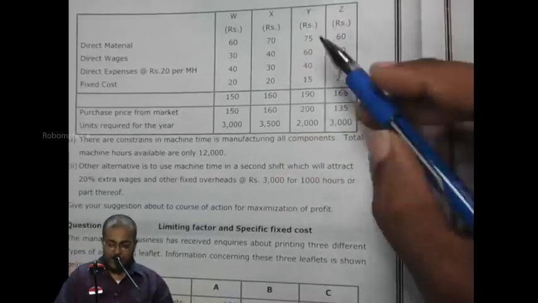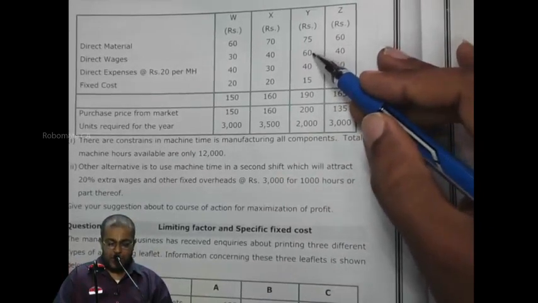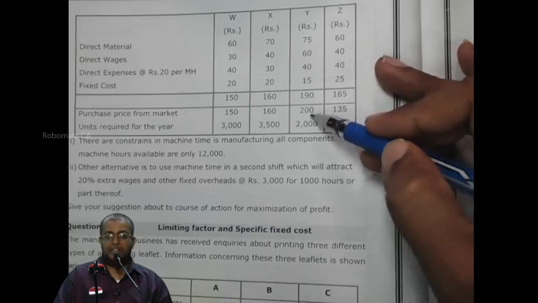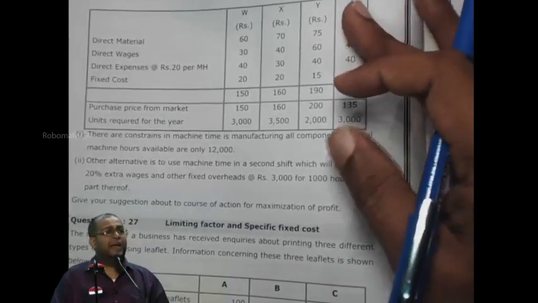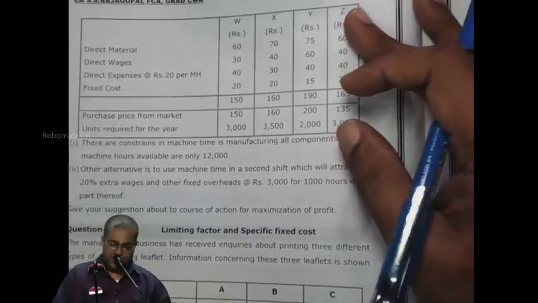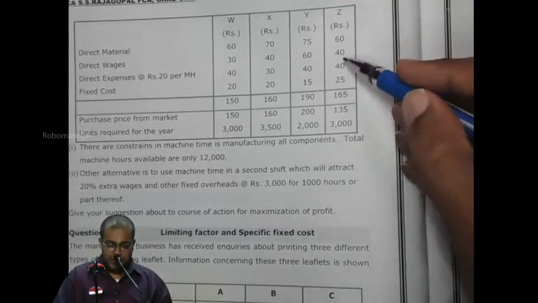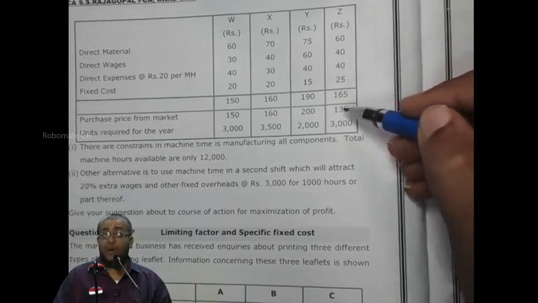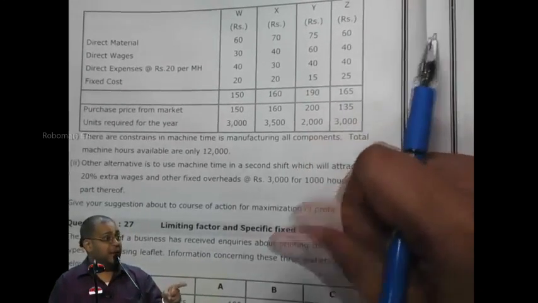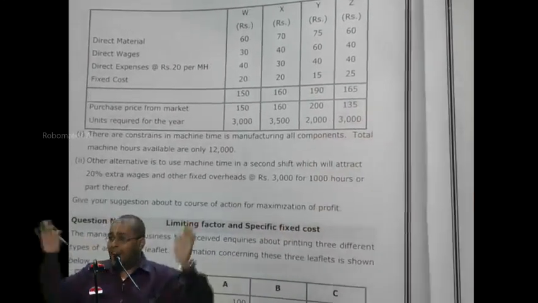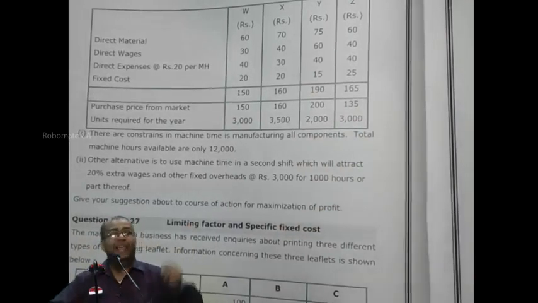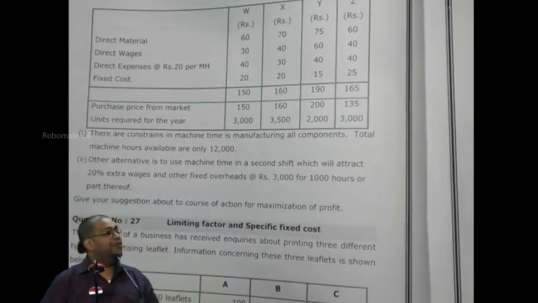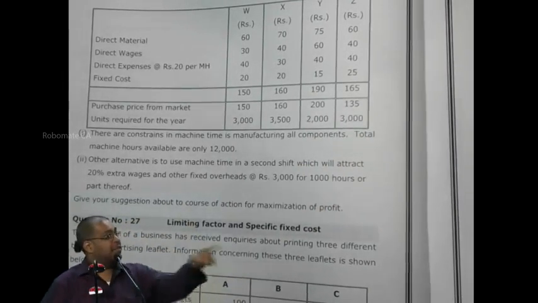Now, come to Y. 75 plus 60, 135 plus 40, 175. What is the buying cost? 200. Manufacturing is better. Now Z: 60 plus 40, 100 plus 40, 140. What is the buying cost? 135. That observation should be made for Z. Even if I have hours, I will not manufacture because buying is cheaper than variable manufacturing cost. You should not forget to check this in most make or buy problems.